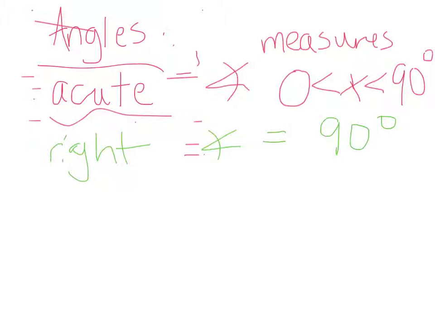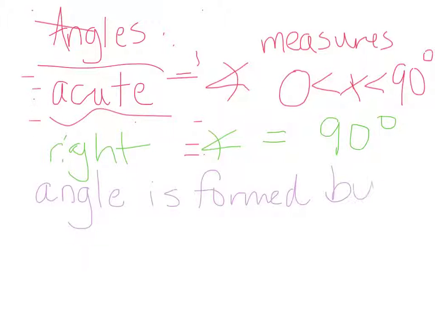Wait, we forgot to say that an angle is made by 2 rays. Okay, let's put that down. An angle is formed by 2 rays that connect.